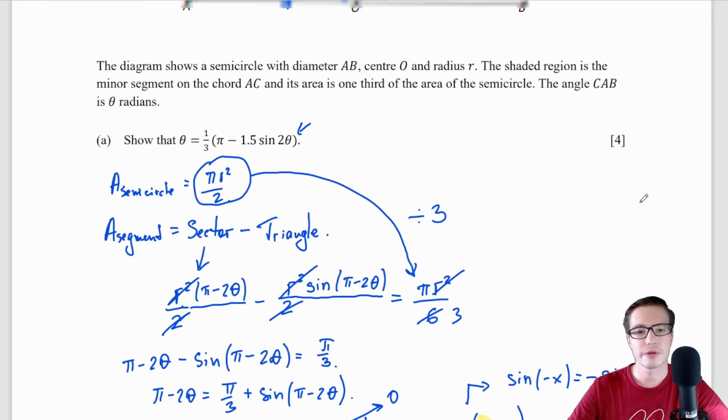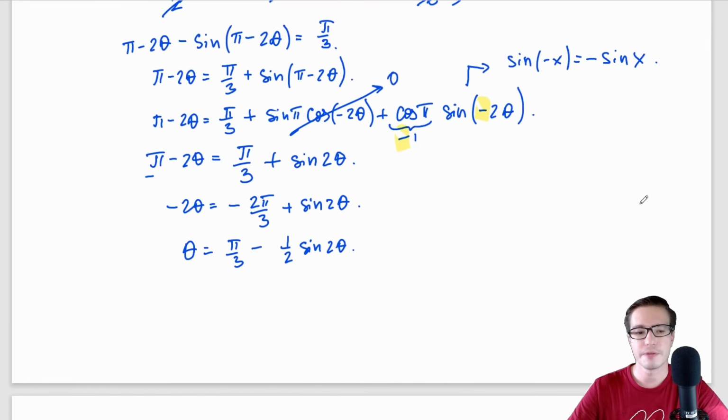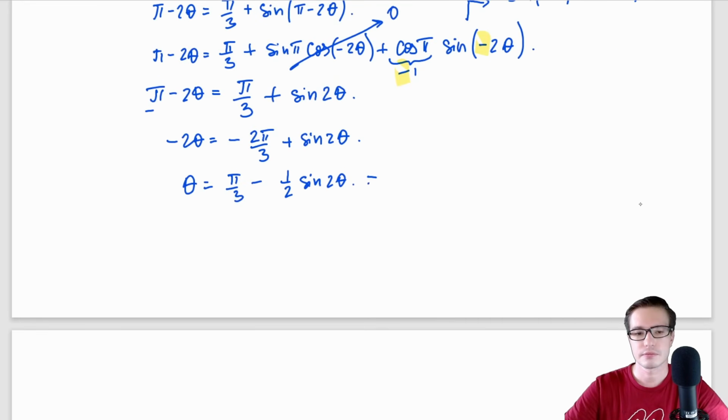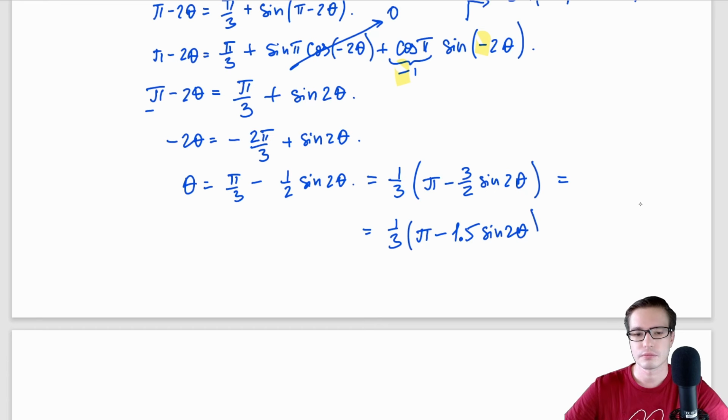Now look at what we are supposed to get. A third should be outside. So inside we'll get pi minus 3 over 2 sine 2 theta. And of course 3 over 2 is 1.5. So that's what we are supposed to get.